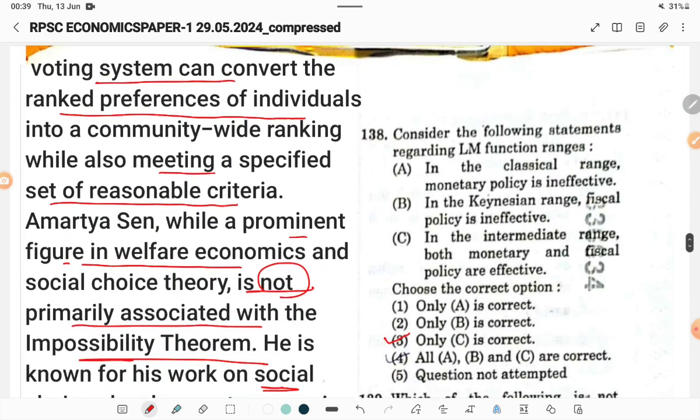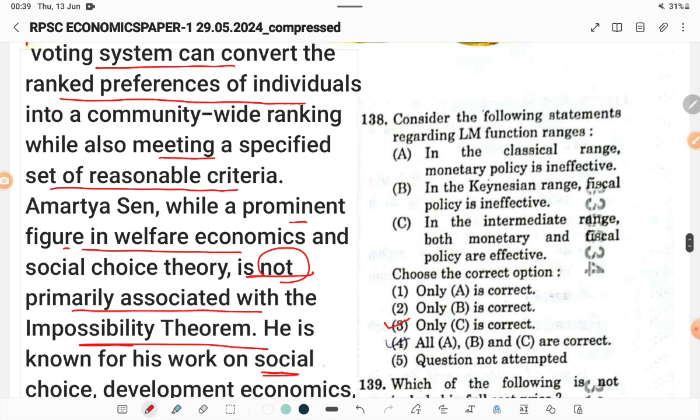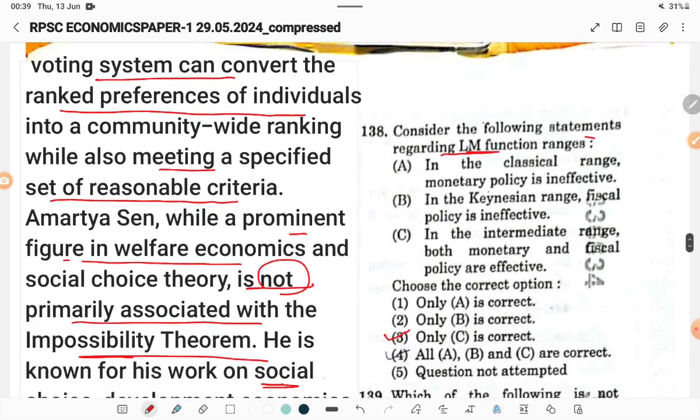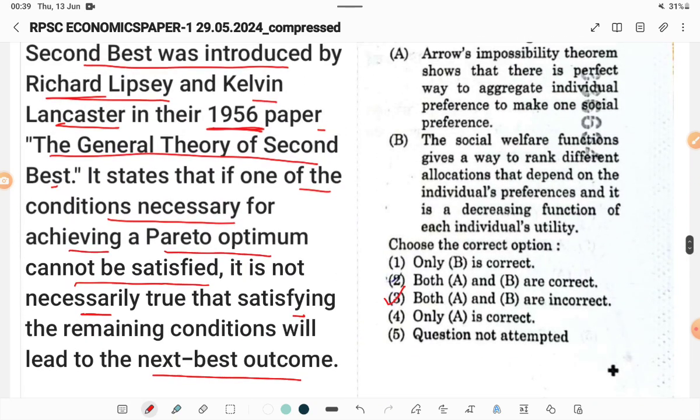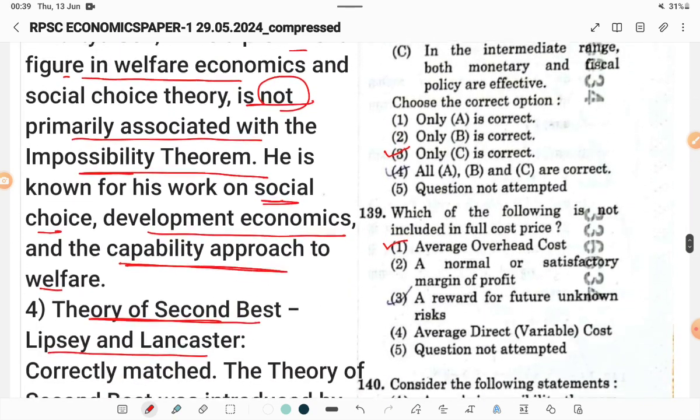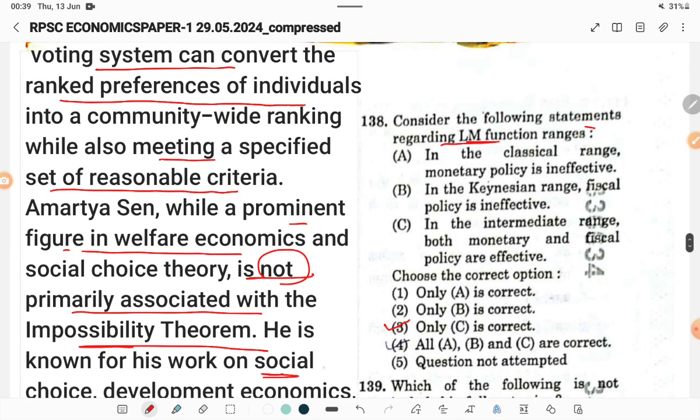Now the next question is 138. Consider the following statements regarding LM function ranges. In the classical range, monetary policy is ineffective. This statement is incorrect here because in the classical range, the horizontal part of the LM curve, monetary policy is highly effective, and an increase in money supply shifts the LM curve to the right, significantly impacting output without changing the interest rate.